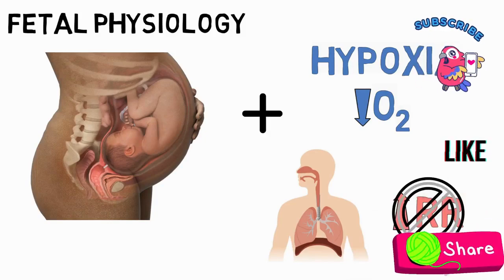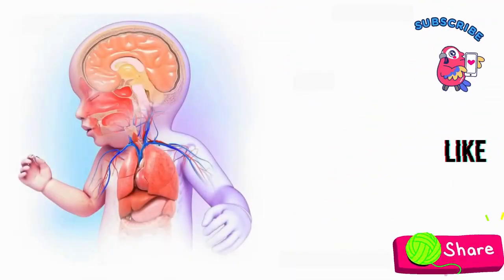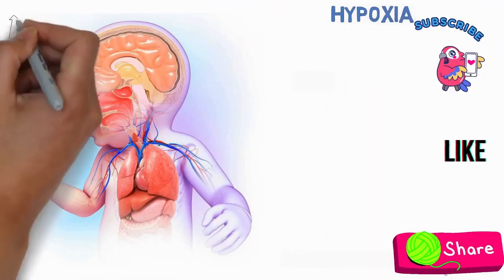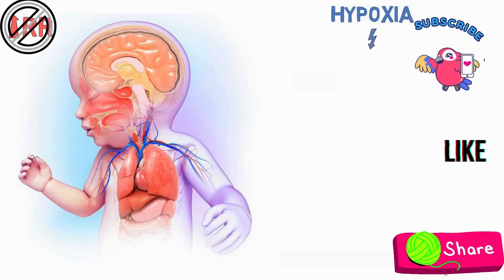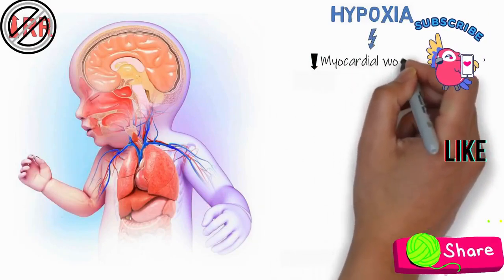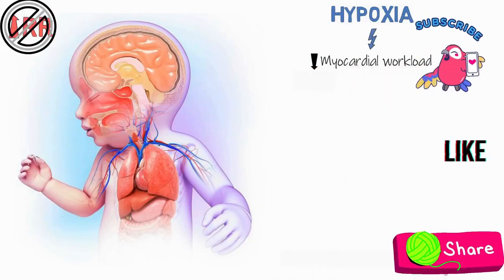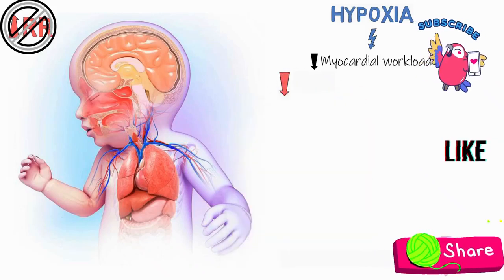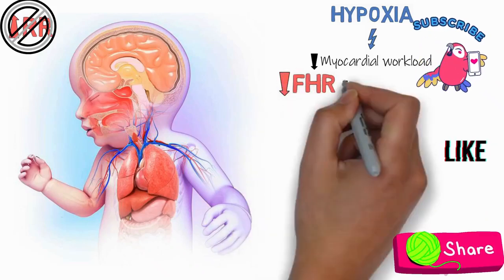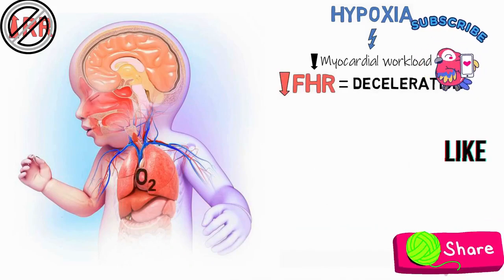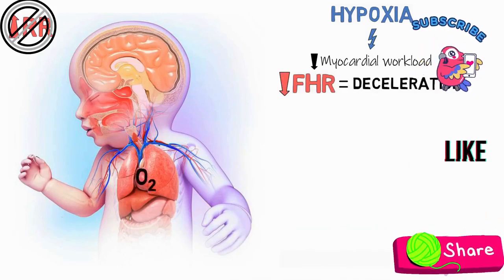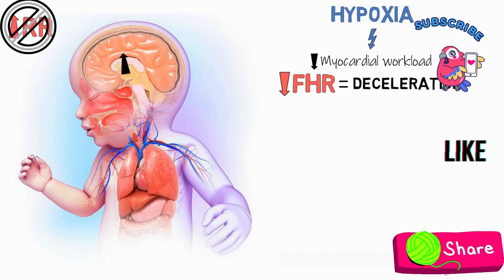So what happens? When a fetus is faced with hypoxia, it is unable to increase its respiratory rate. So instead, it decreases the myocardial workload to use up less oxygen. It does this by decreasing the heart rate, which results in a deceleration. The aim here is to decrease the amount of oxygen being used up by the heart and divert it to other vital organs, such as the brain.